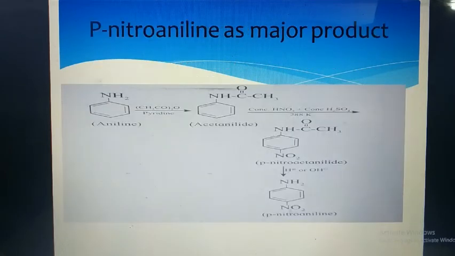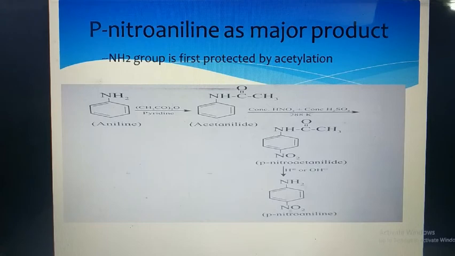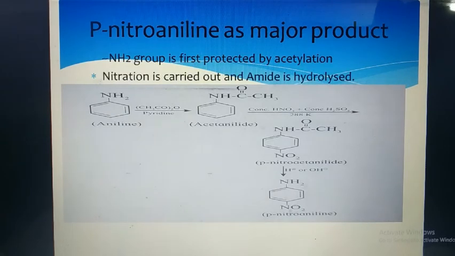Next we are going to see how we get para-nitroaniline as the major product. So here aniline is given. The NH2 group is first protected by acetylation. First the acetylation reaction takes place in presence of pyridine and then nitration is carried out and the amide is hydrolyzed. On hydrolysis of this amide, here acetanilide, we get para-nitroaniline.